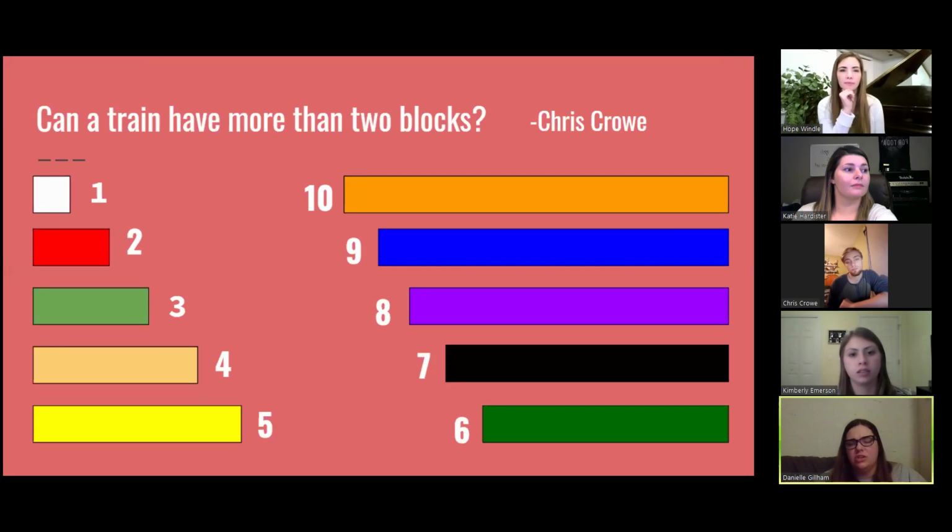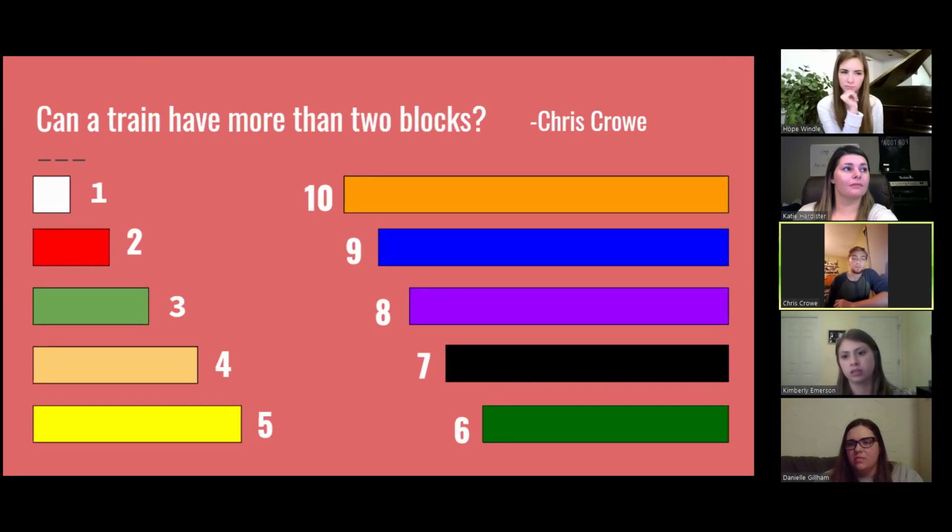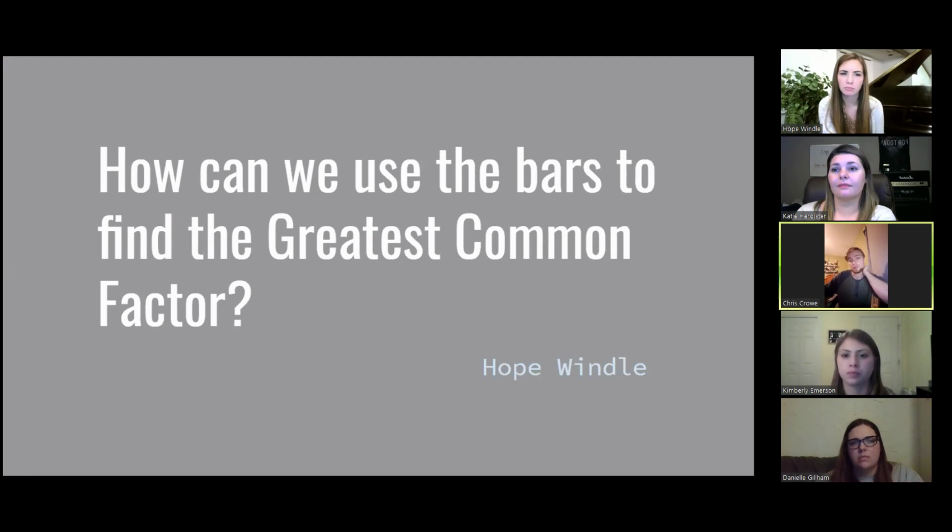Can a train have more than 2 blocks, Chris? That is a good question. And first I need to explain what a train is. So a train, in simple terms, is combining 2 or more different rods together to create one larger rod, a train of sorts. And as for a train having more than 2 blocks, it's actually necessary. A train has to have at least 2 blocks in order to actually be a train rather than just one rod individually. And the number can continue to increase because that is the nature of the train. Okay.